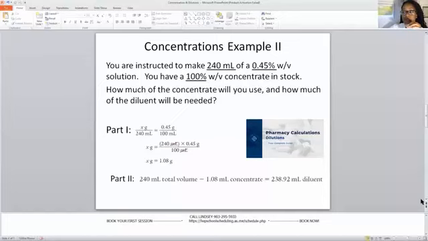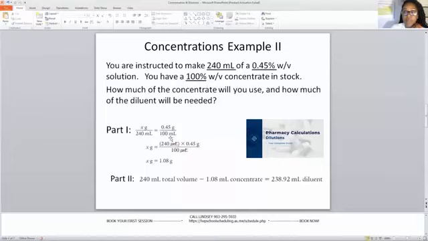The first thing we need to find out is how much concentrate will we use? That's part A. Part B, or part 2, is going to be how much diluent will be needed, right? And so what we did, again, we're using ratio and proportion, same thing, nothing has changed, okay? We're not new to this, we're true to this, right? We have X grams over 240, because that's what we need, equals 0.45 grams, got that from here, over 100 mLs.